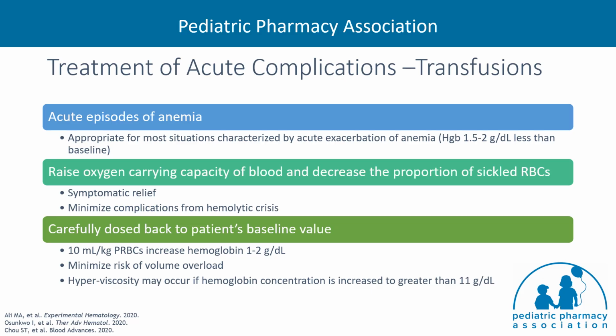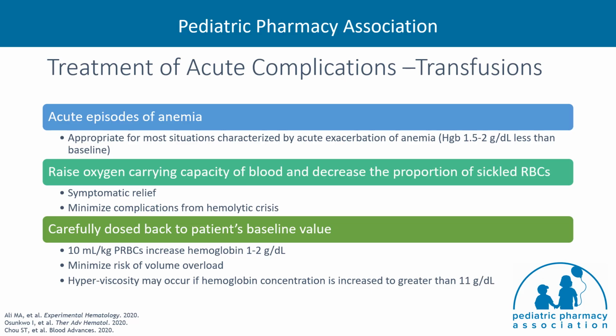We also can look at transfusions for raising the oxygen carrying capacity of blood to decrease the proportion of sickled red blood cells. This can provide symptomatic relief and minimize complications from a hemolytic crisis. And then when we're doing this, we want to carefully dose it back to that patient's baseline value. So about 10 mLs per kilo of packed red blood cells will increase hemoglobin 1 to 2 grams per deciliter. And so we really don't want to overshoot that patient's baseline if we can avoid it. That's going to help us minimize that risk of volume overload.